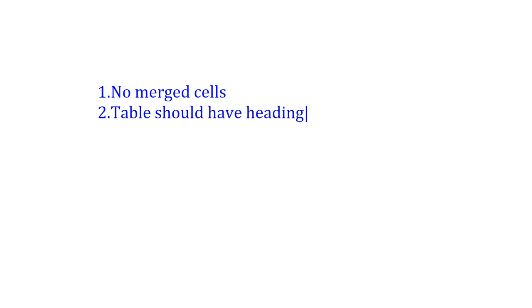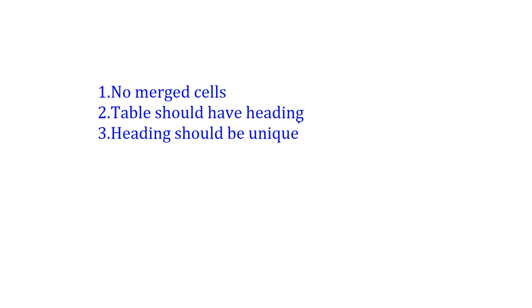No merged cells in between. Table should have a heading. Heading should be unique. But how can I find whether my table has merged cells, or whether the table headings are unique? If you are using an older version, there is no other way, you have to find it manually. But in the latest version, go to the Review tab. Under the Review tab, you can see an option called Check Accessibility.